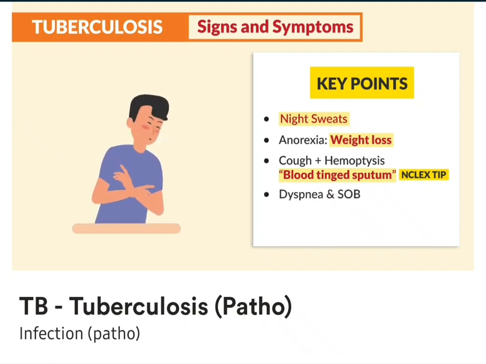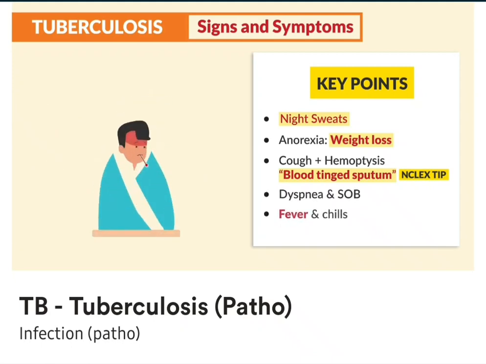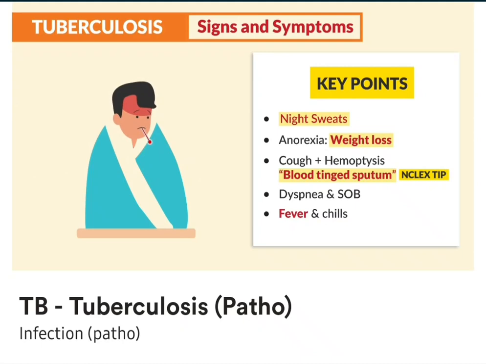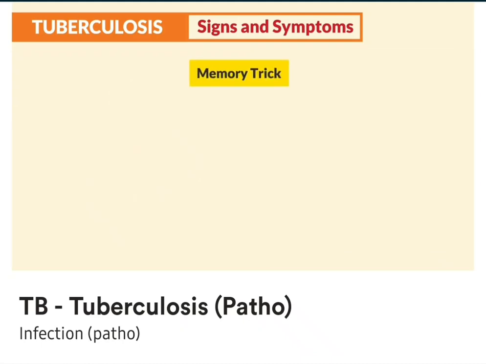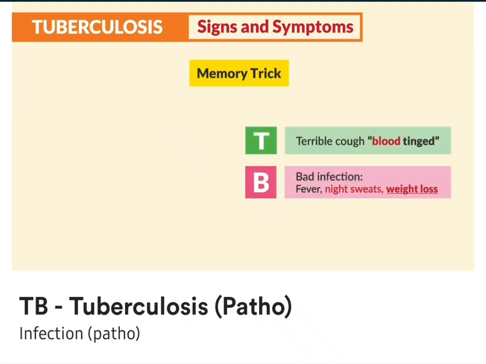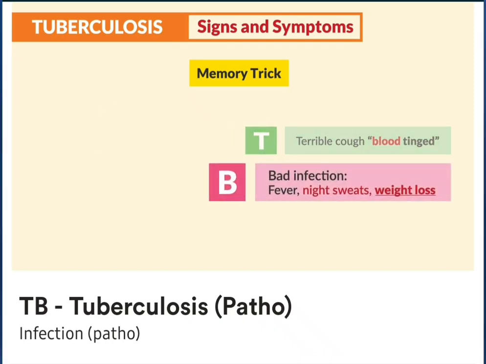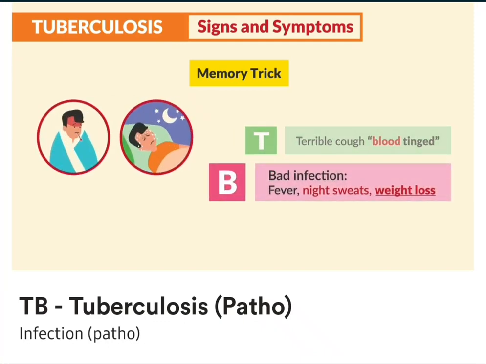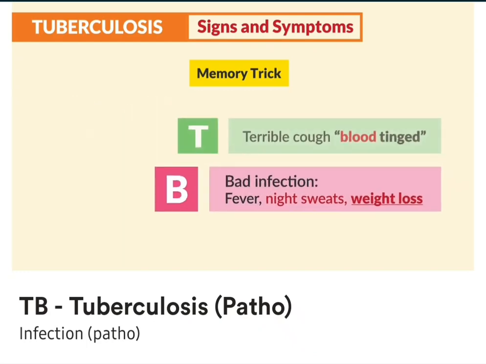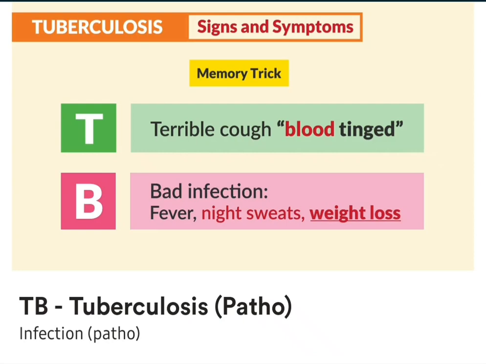And next, dyspnea and that shortness of breath, as well as fever and chills. So the memory trick to help you remember this, think TB. T for that terrible cough, specifically the key term blood-tinged cough, and B for bad infection, including fever, night sweats, and a really big one here, weight loss. So I'd recommend pausing the screen and writing these down. These key terms love to show up on exams and boards.